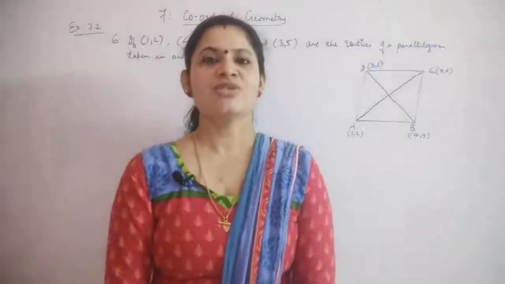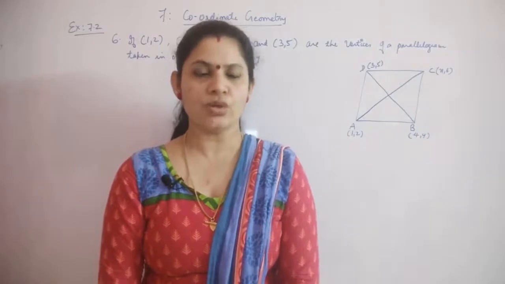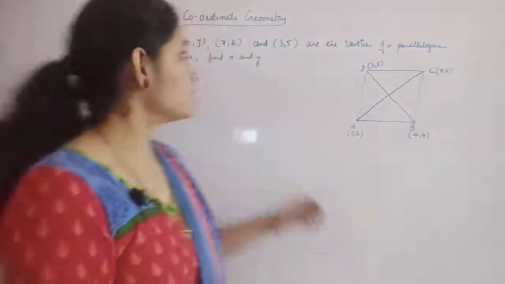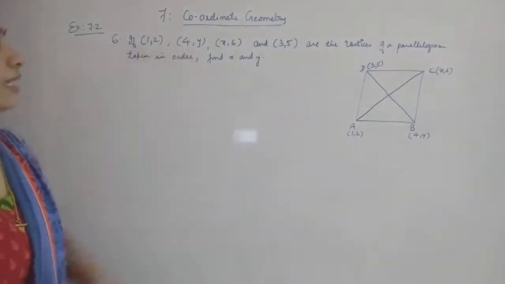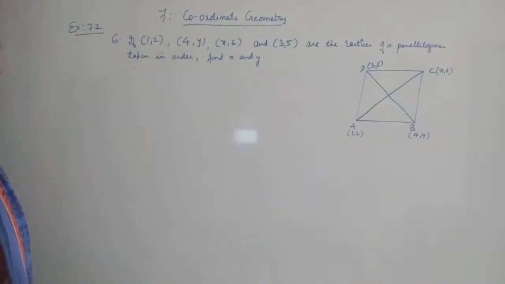Hello everyone. Today we will be dealing with the remaining problems of exercise 7.2 of chapter number 7, coordinate geometry. The sixth question is, if (1, 2), (4, y), (x, 6) and (3, 5) are the vertices of a parallelogram taken in order, then find the values of x and y.